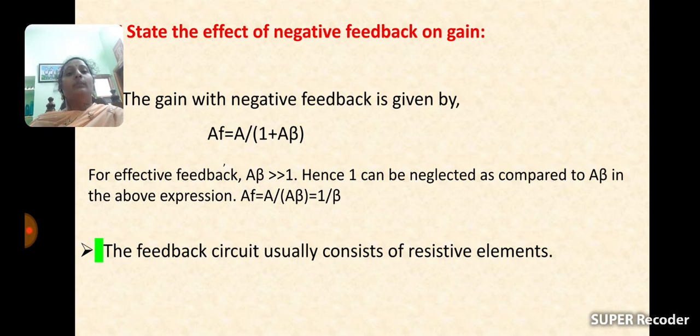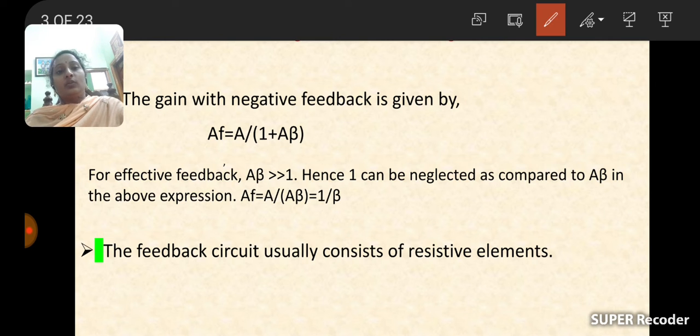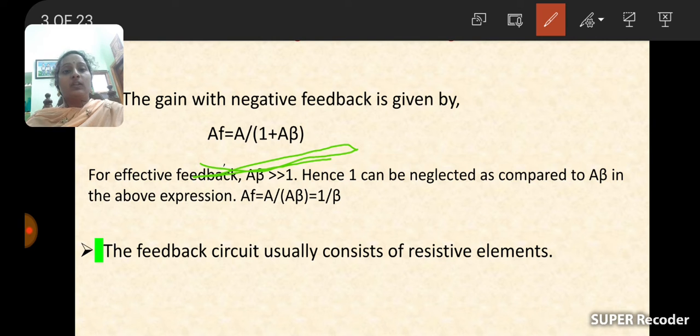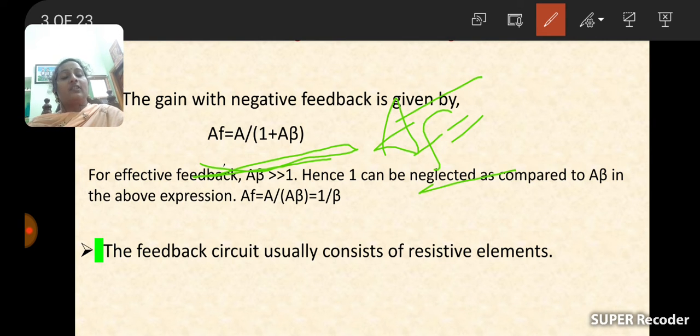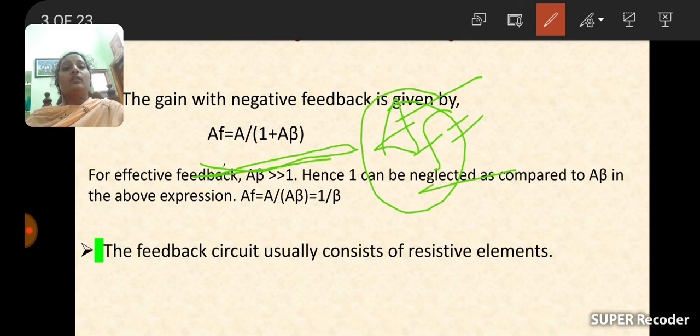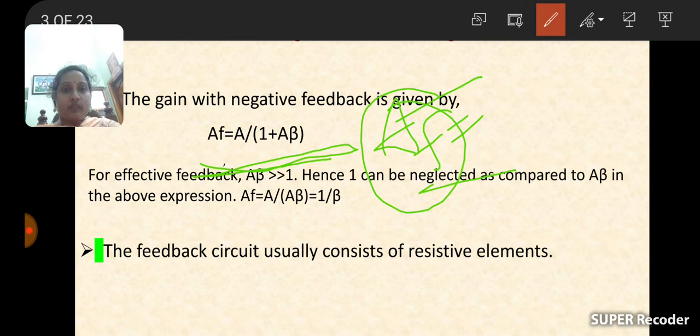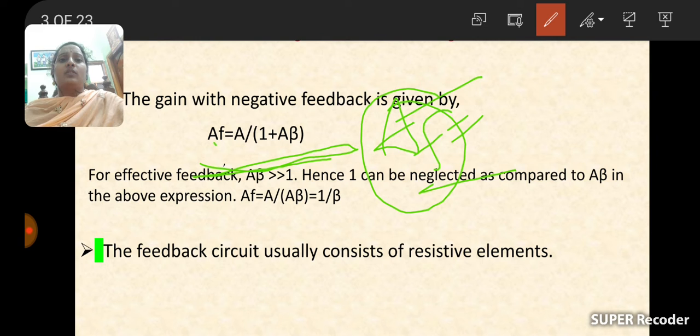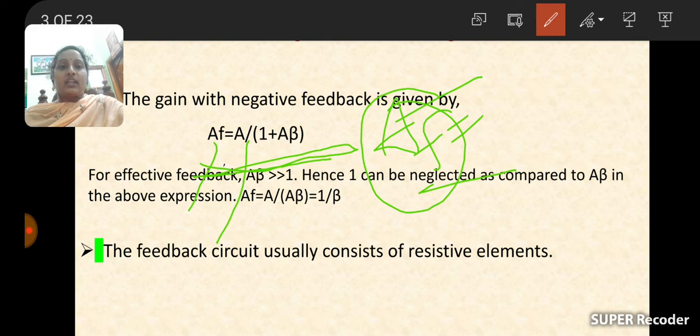So in today's class, we are going to give the mathematical expressions for the gain of negative feedback. See here, the gain with negative feedback is given by AF is equal to A by 1 plus A beta. AF means gain with feedback. A indicates gain, F indicates feedback. So AF is equal to A by 1 plus A beta. AF is the gain with feedback, A is only the gain, and beta is the feedback factor.